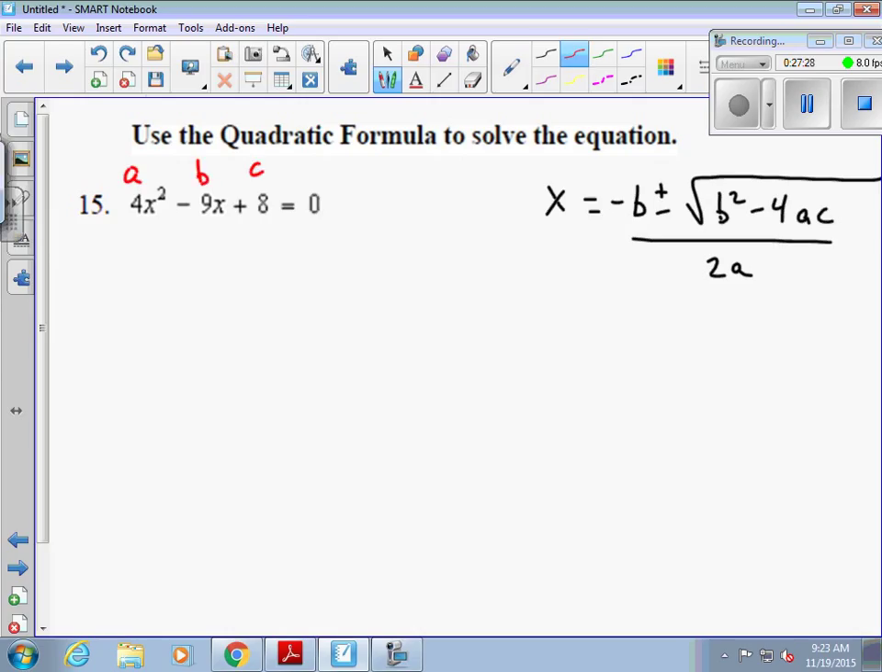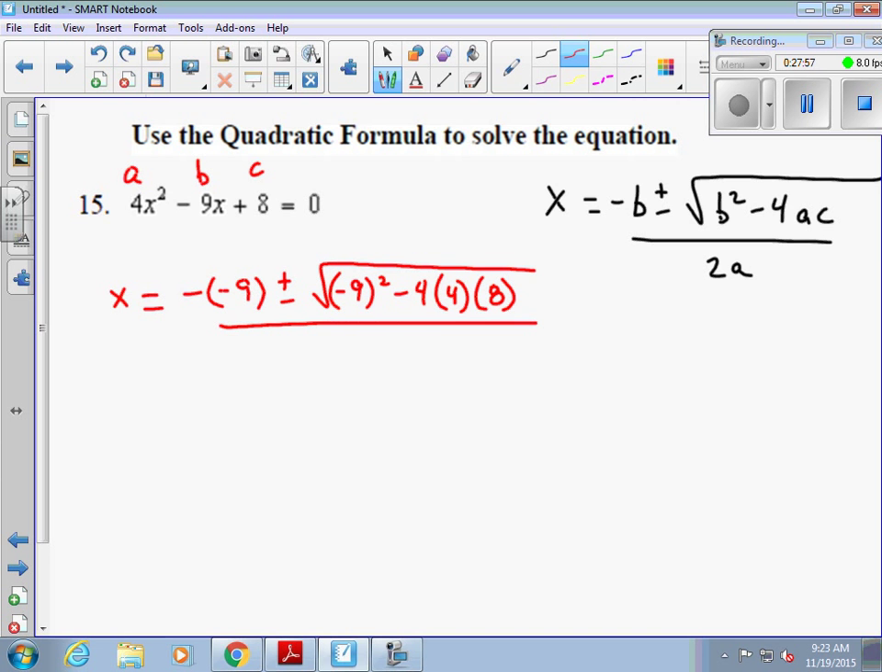The first thing you need to do is check and make sure it is in standard form, ax squared plus bx plus c. So x equals negative b, negative 9, because b's value is negative 9, plus or minus the square root of b squared, negative 9 squared, minus 4 times a, which is 4, times c, which is 8. And all of that over 2 times a, which is 4.